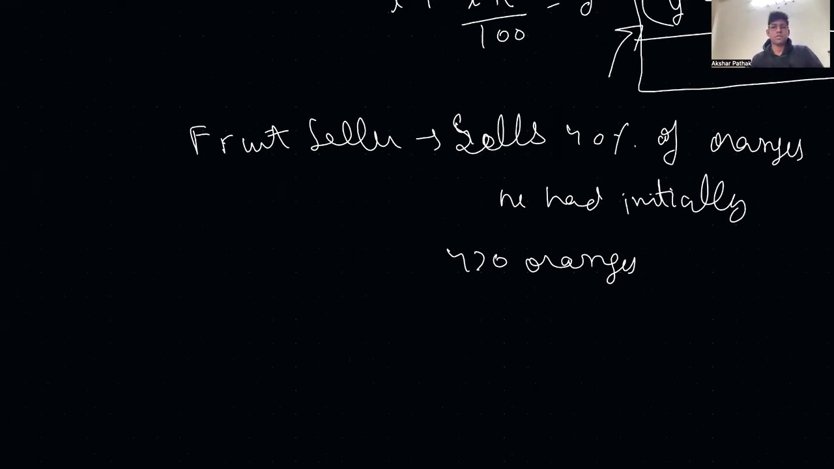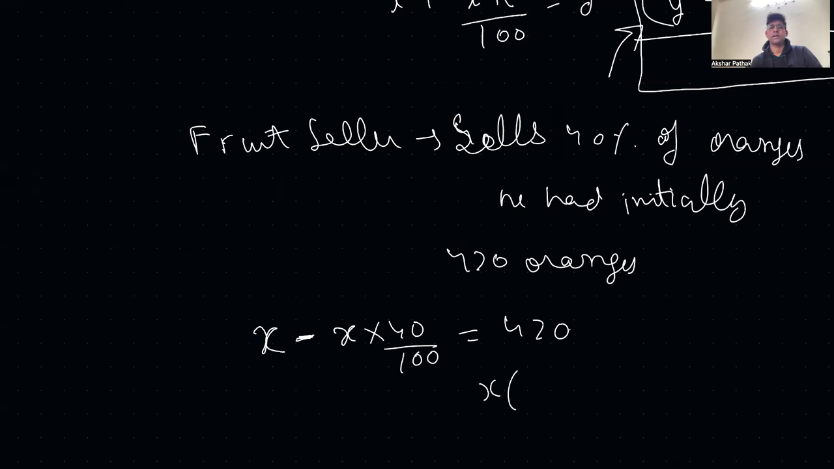Again, for such type of question, you have to take the help of algebra. Initially, the seller had X oranges, and now he sold 40% of the oranges. So the oranges are decreasing in this case, and it's now 420. So what will be the value of X? Can I take X common? 1 minus 40 by 100, it's, I think, 3 by 5 and 420. So 140, so X, 700. Yeah, 700 is the answer.